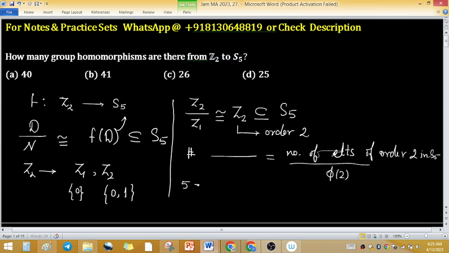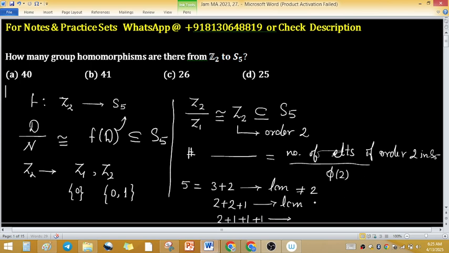The partition of 5 as 3 plus 2 has LCM not equal to 2, so we will not calculate this one. When the partition is 2 plus 2 plus 1, the LCM is 2, so elements of order 2 exist for this partition. And when the partition is 2 plus 1 plus 1 plus 1, again the LCM is 2, so elements of order 2 exist.